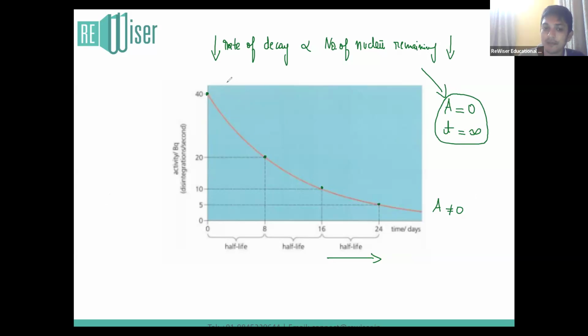Notice these peculiar points. Initially, the activity was 40 becquerel. It reduced to 20 becquerel in a time period of 8 days. Next, it reduced from 20 to 10 in the same time period of 8 days. 10 to 5 also in the same time period of another 8 days, making us understand that this constant time period, 8 days, 8 days, and 8 days, is nothing but the half-life of my radioactive substance. I know it's a half-life because the time taken to reduce to half of the previous value is the same every single time.